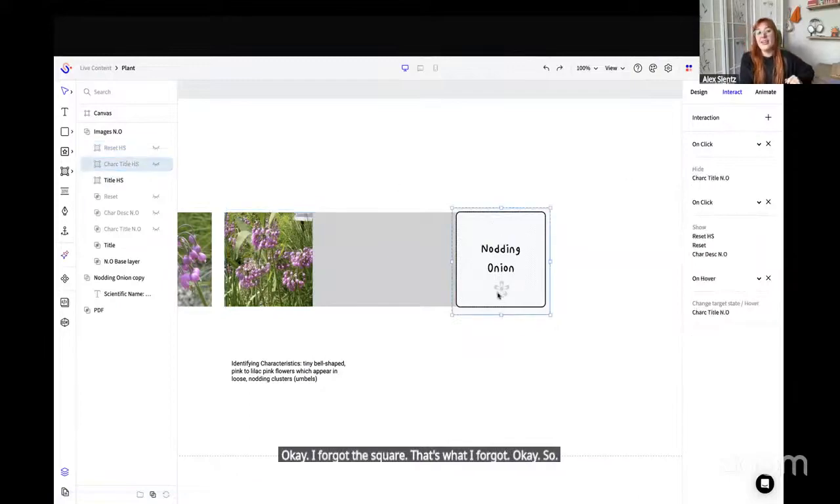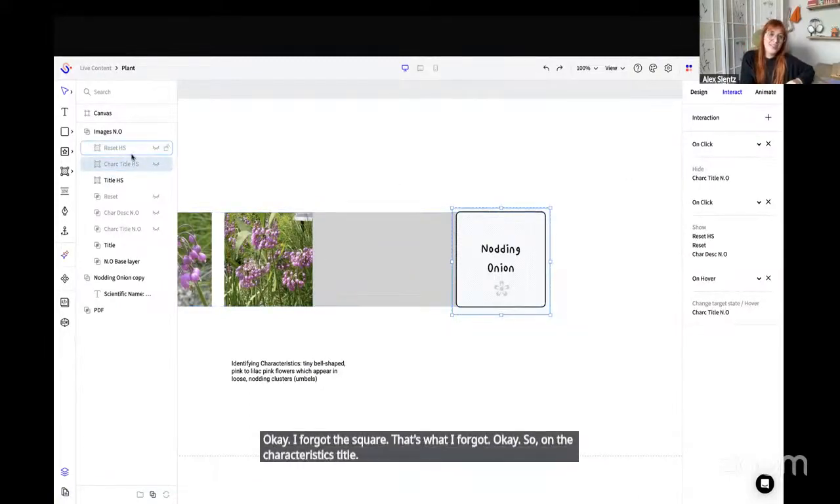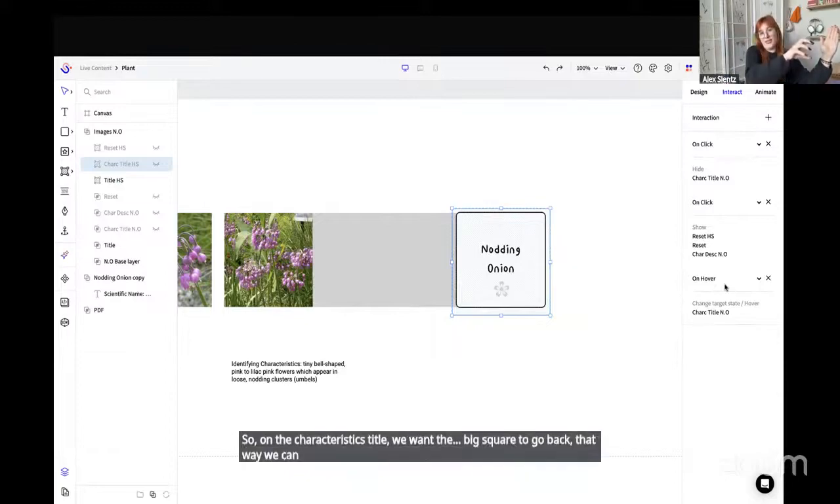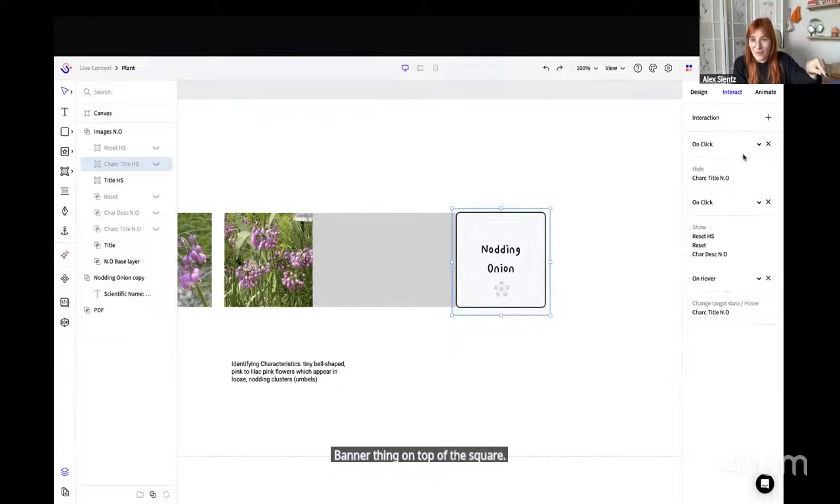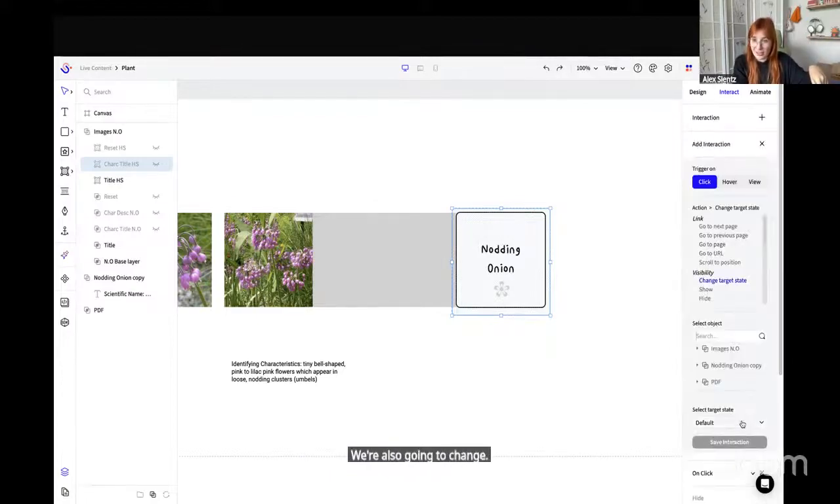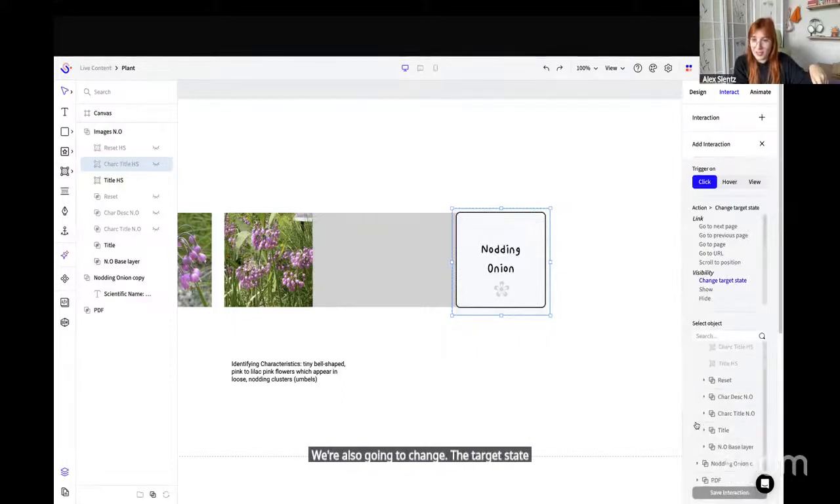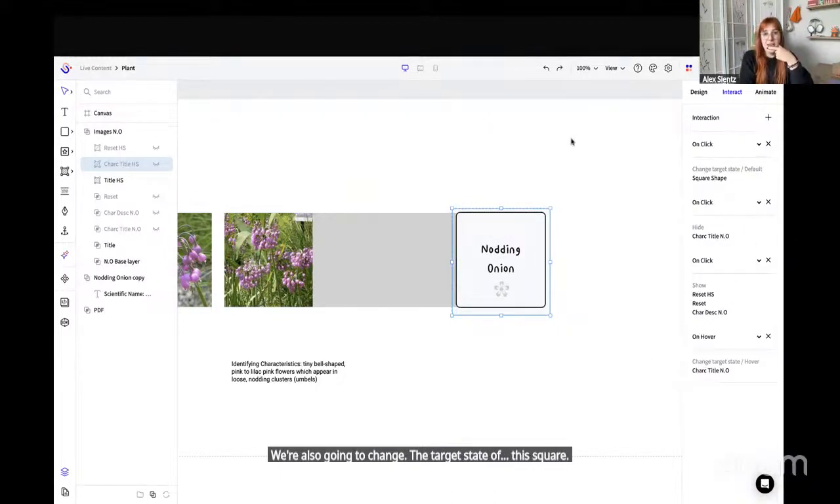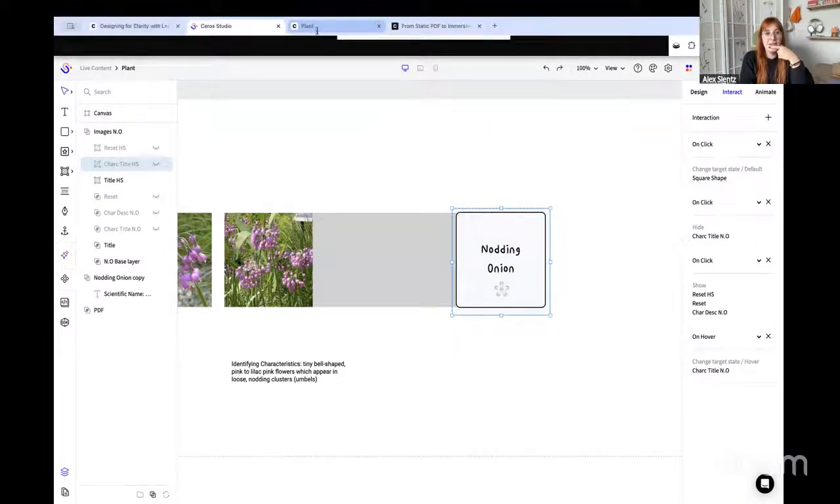So on the characteristics title, that's the whole reason I did that whole animation thing. Silly me. On the characteristics title, we want the big square to go back, that way we can have that reset banner on top of the square. So on click, we're also going to change the target state of this square. Now let's try it again.